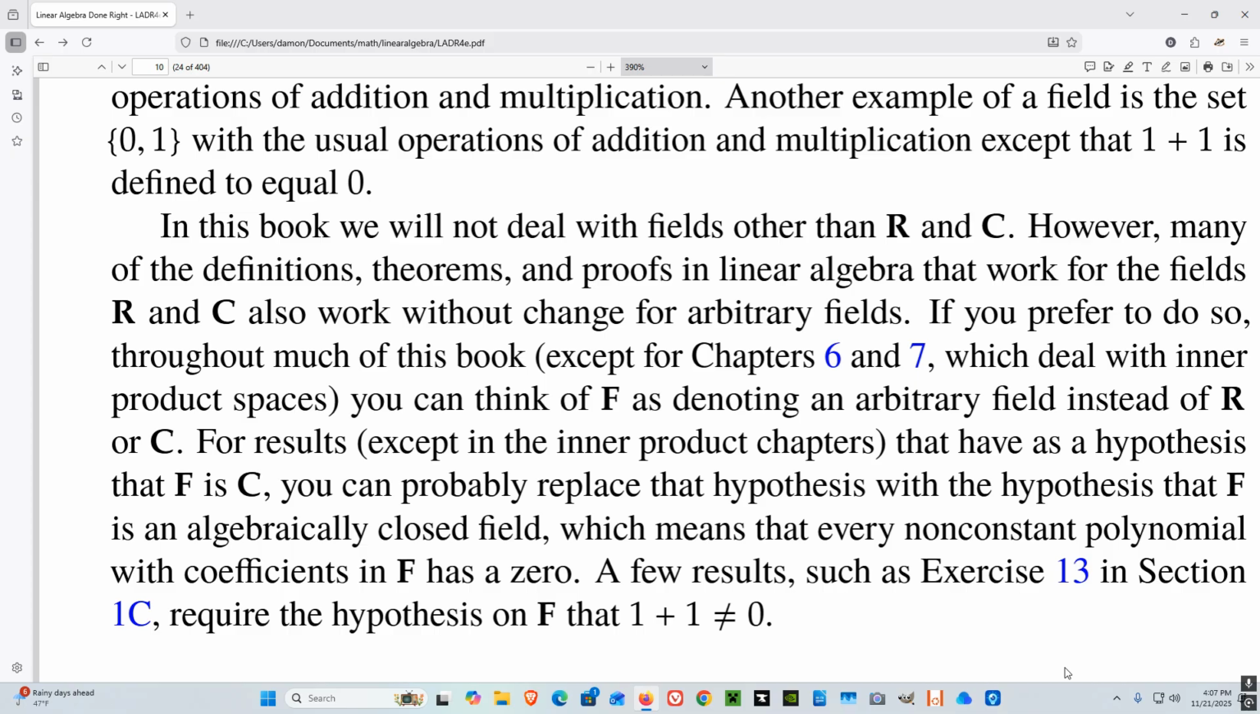For results, except in the inner product chapters, that have as a hypothesis that F is C, you can probably replace that hypothesis with the hypothesis that F is an algebraically closed field, which means that every non-constant polynomial with coefficients in F has a 0. A few results, such as exercise 13 in section 1C, require the hypothesis on F that 1 plus 1 is not equal to 0.